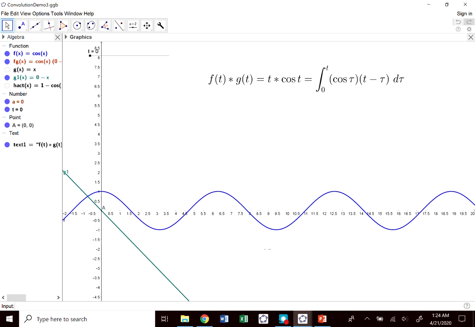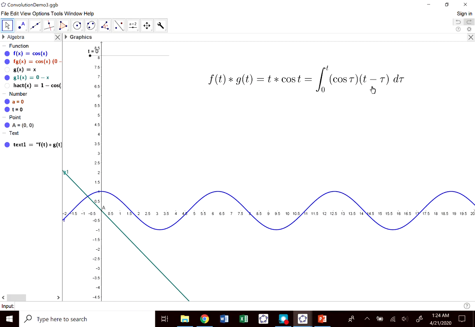How do you convolve t and cosine t? One property of these convolutions is f of t convolved with g of t is the same as g of t convolved with f of t. So I could have switched t and cosine t. So as you can see, I have a cosine tau. Strictly speaking, I should have had t times cosine of t minus tau, but since convolution is commutative, I can switch.